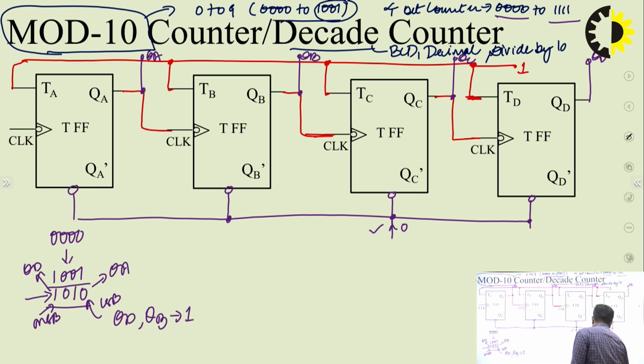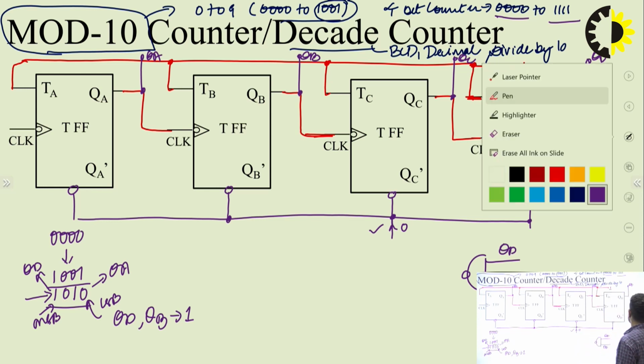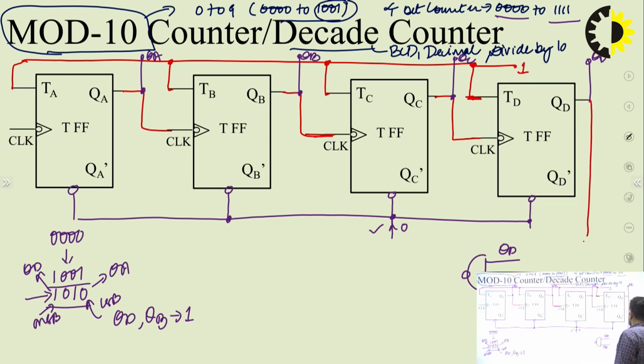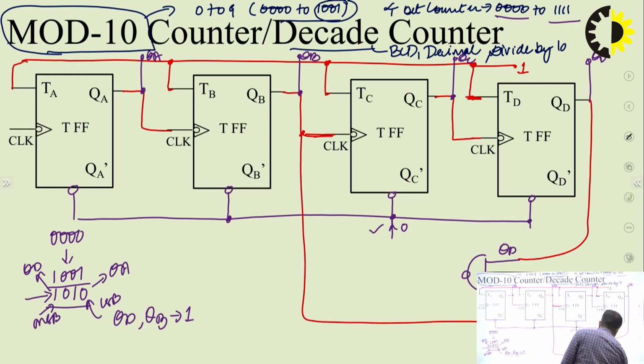So I am taking a NAND gate here and connecting QD and QB as inputs to these terminals. QD gets connected here, this QB gets connected here. Now as soon as these QD and QB are 1, 1, when these two 1s enter a NAND gate, the NAND gate produces a 0, and this 0 will be used to clear all the flip-flops.